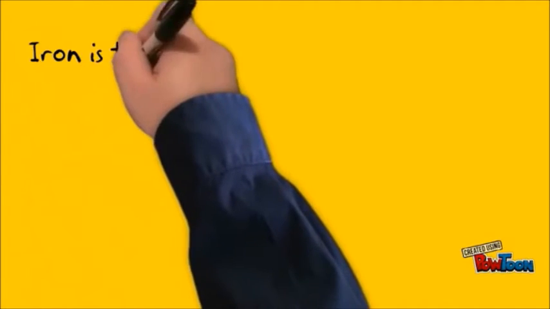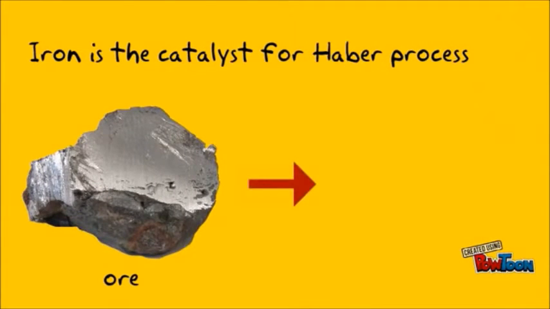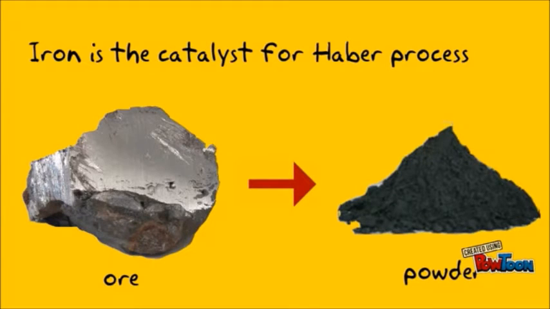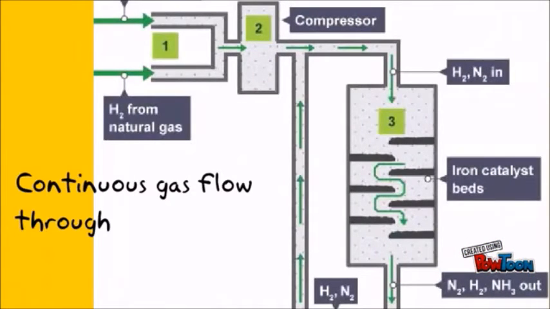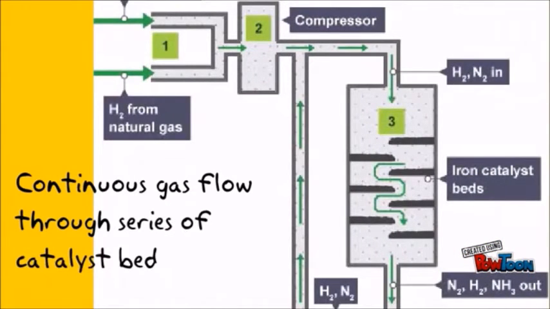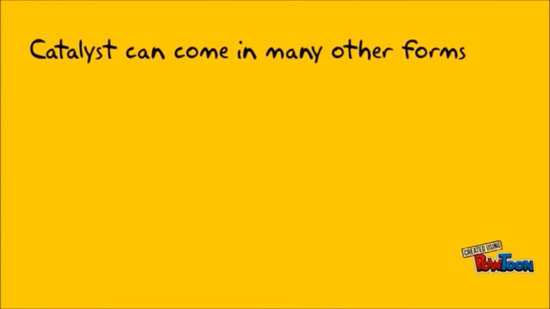Iron is the catalyst for the Haber process. The powdered form is used as it gives large surface area for catalytic reaction and increases the production rate. In real life, hydrogen and nitrogen gas are passed continuously through a series of beds filled with iron powder to increase yield and production. However, catalysts can come in many other forms.